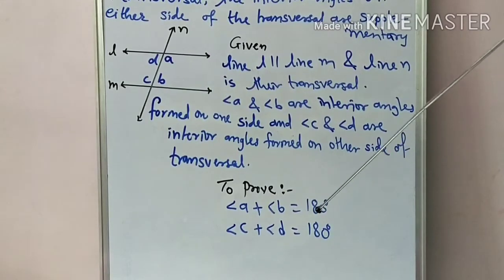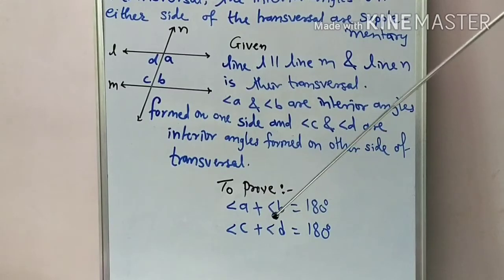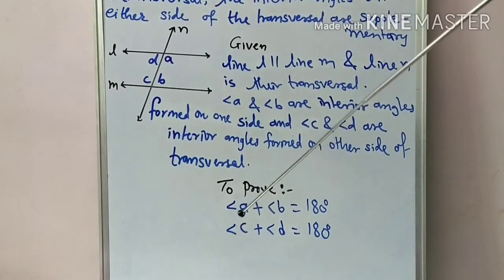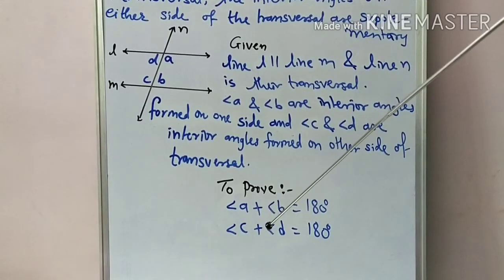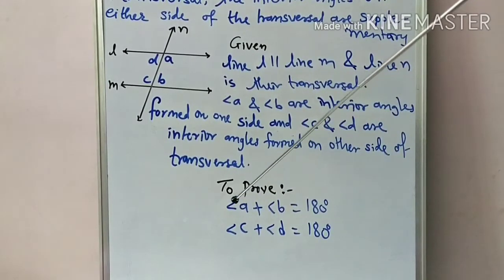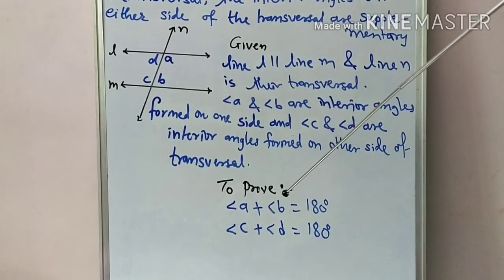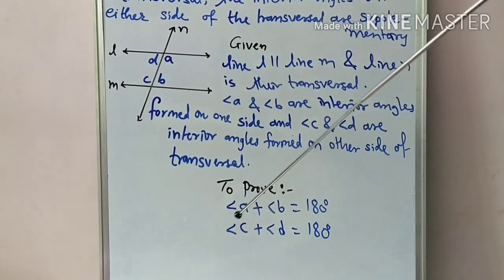But as we learned in some properties, if one pair of interior angles on either side of the transversal is supplementary, then the remaining pair is also supplementary. Means what? We do not prove both pairs as supplementary. We prove only one pair of interior angles is supplementary, then it is true for the second pair also.